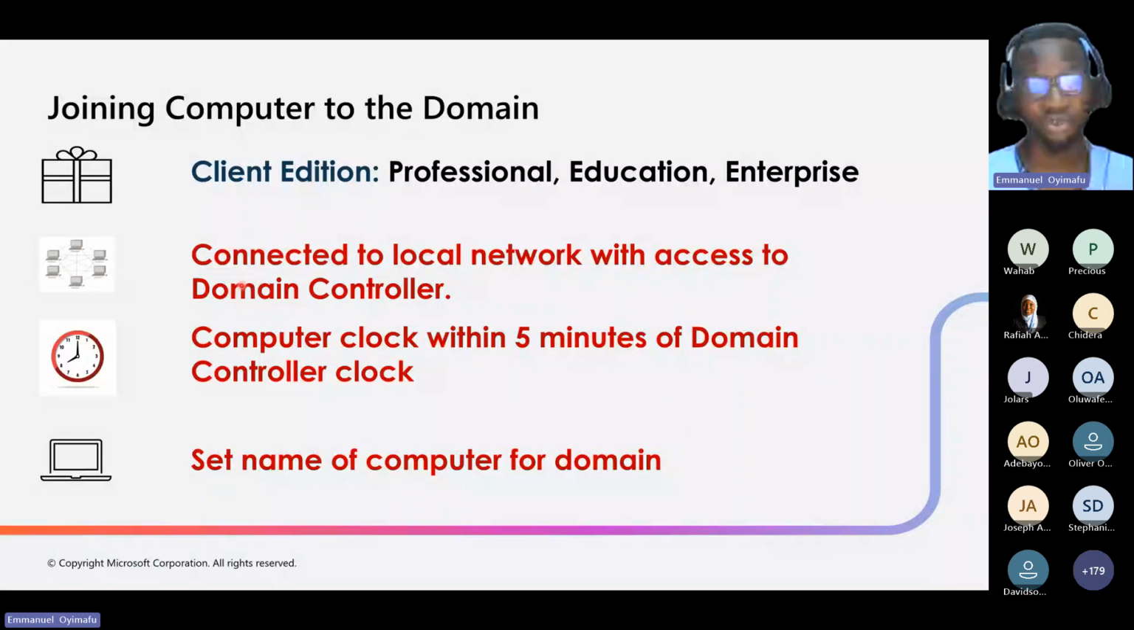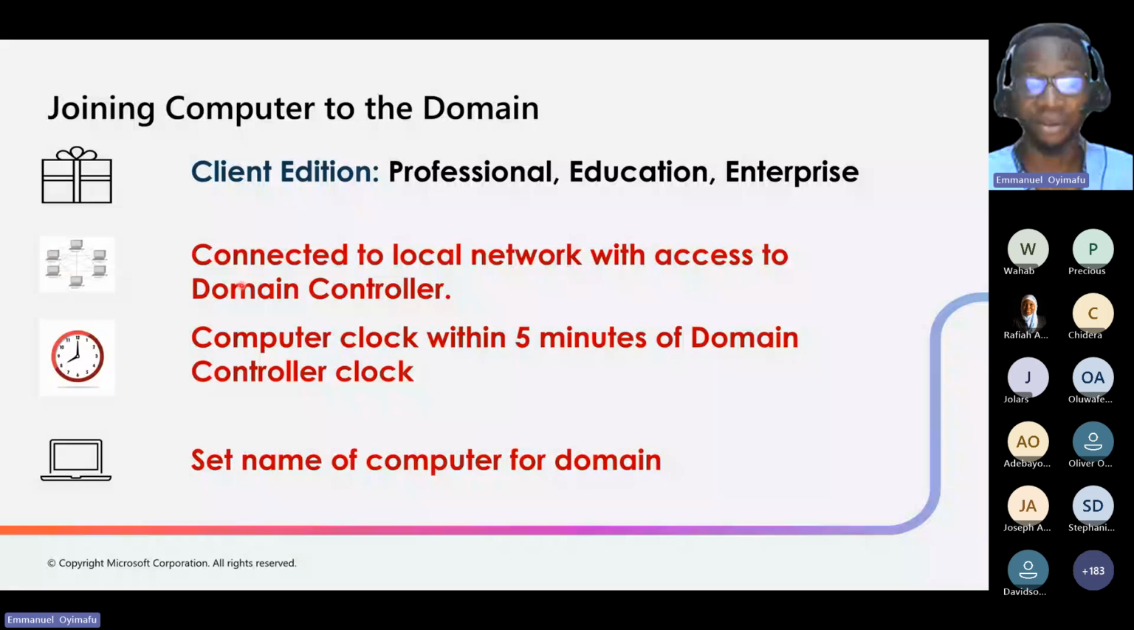So it is very important, even while troubleshooting, while working, to know that for you to join a computer to the domain, it has to be connected to a local network with access to the domain controller. If that domain controller is sitting in Azure, there has to be a point-to-site VPN on that client machine before you can join it to the domain, because there has to be communication between the computer and the domain controller.